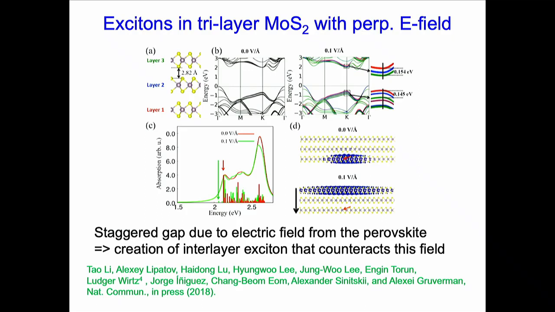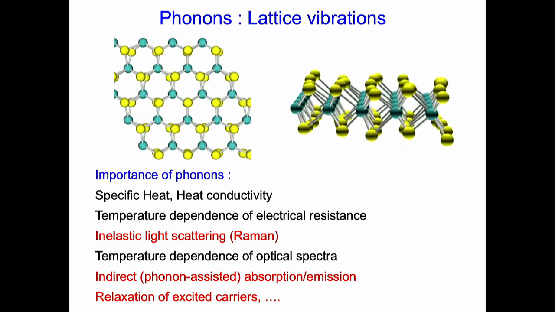We also did excitons in trilayers with an electric field, so you artificially induce a staggered gap by changing the position of the valence band maximum in the 3 layers, and also there you see interesting effects as a function of the electric field.